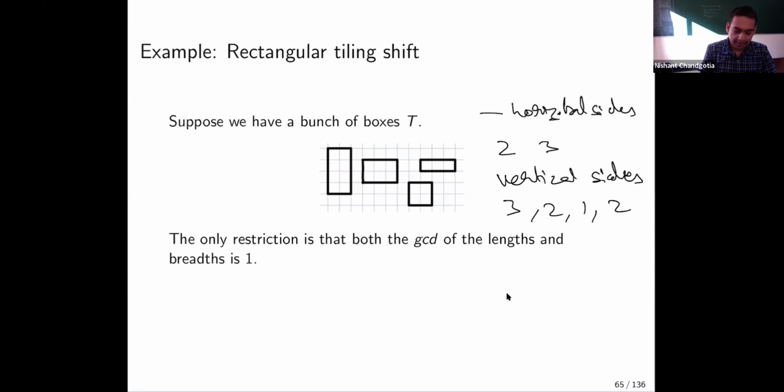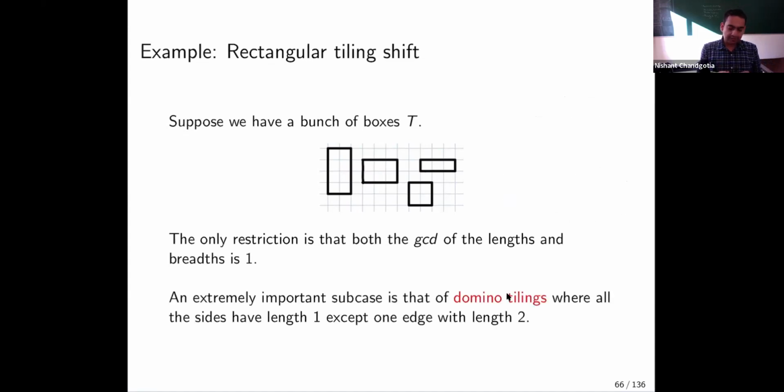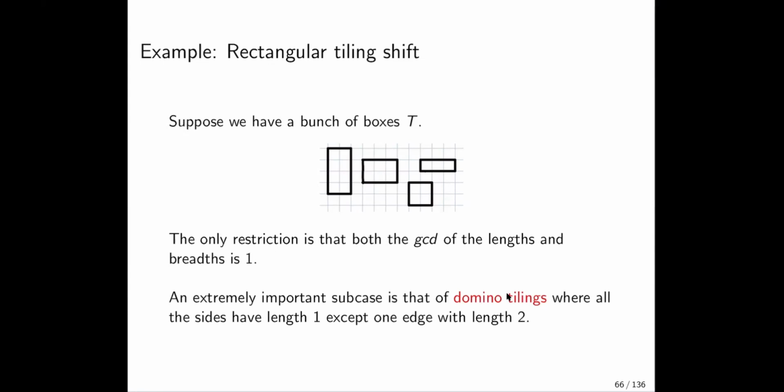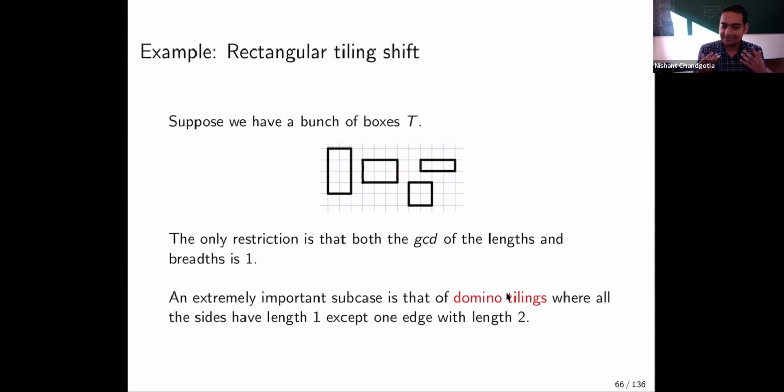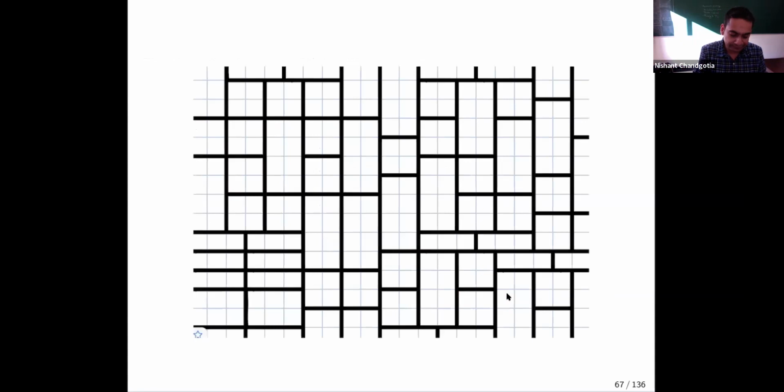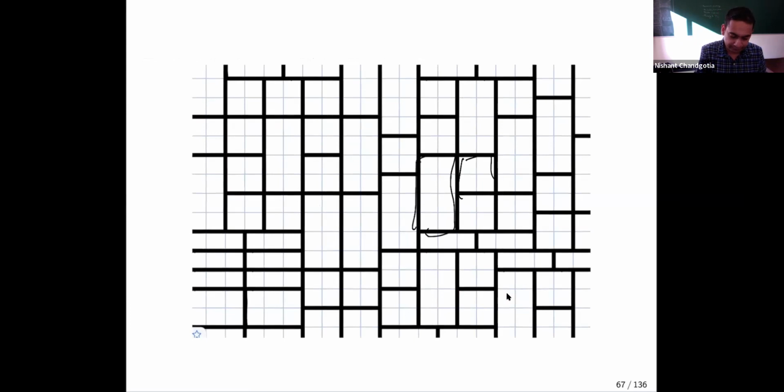Okay. And now what I want to look at are tilings by these rectangular shapes. And this is a shift of finite type. One can look at shifts of finite type in this way. An extremely important subcase of this is that of domino tilings, where all the sides have length 1 except one edge which has length 2. Okay, so dominoes are just these 2 by 1 by 1 by 1 objects. So here's a tiling by these boxes that I had before.